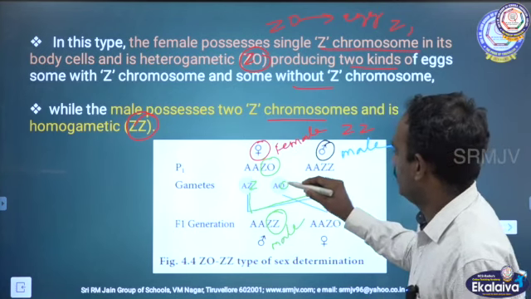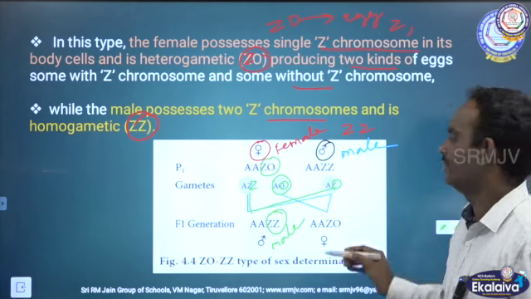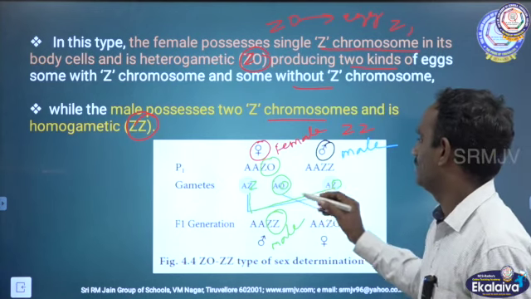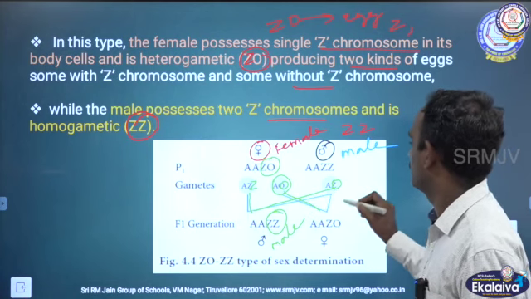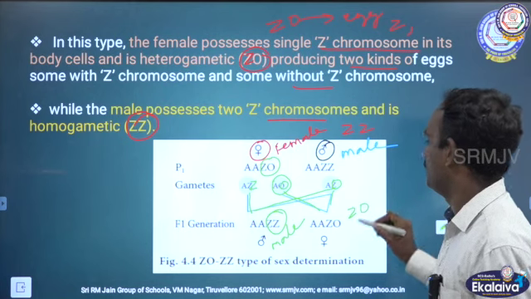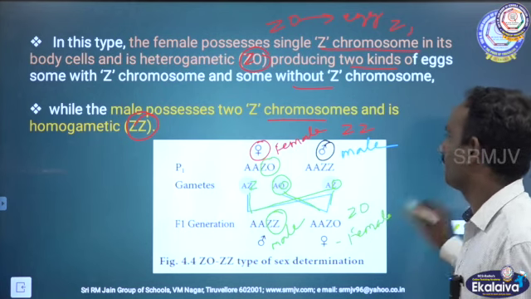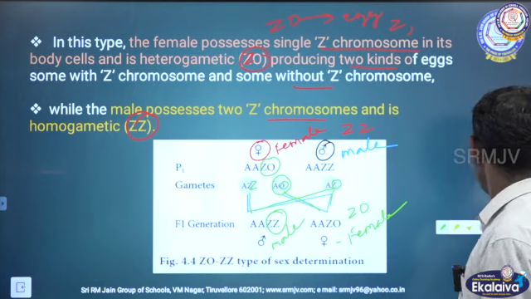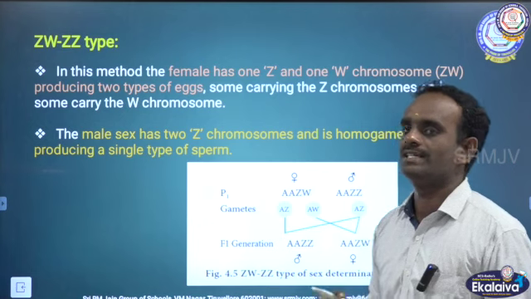When the egg without Z fuses with the Z sperm, what will happen? ZO will be produced, then it is said to be female. Okay. Then we move on to the ZW, ZZ type.